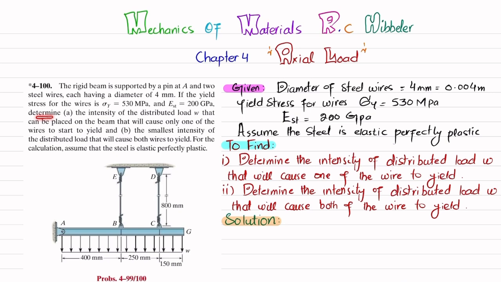200 gigapascal, determine: the first part is the intensity of distributed load W that can be placed on the beam that will cause only one of the wires to start to yield. And in part B, the smallest intensity of distributed load that will cause both wires to yield. For the calculation, assume that steel is elastic, perfectly plastic.